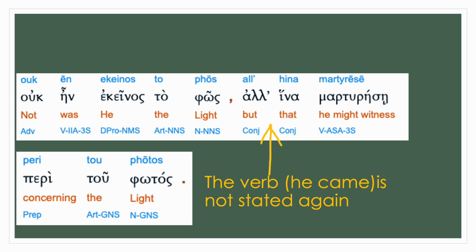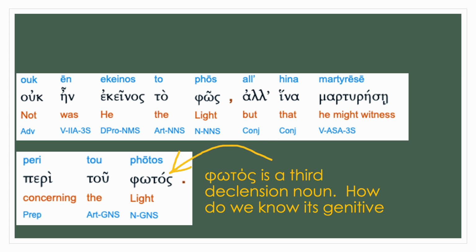Next in the sentence, it's worth pointing out that the verb hasn't been stated again. It's already been stated. That's something that happens quite a bit in Greek. So sometimes you just need to look back for what it is, but it's obviously implied by the context here. And at the end of the sentence, as I just said, we've got photos. Can you remember why we know it's genitive? You see it says N-G and S.